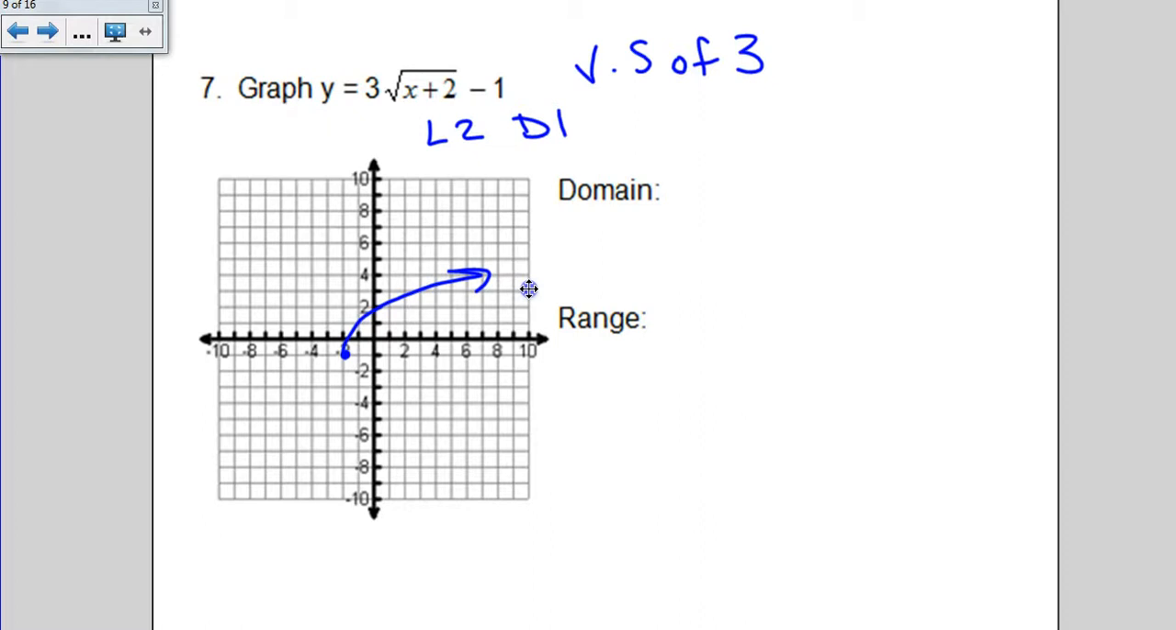He's been stretched by a factor of 3, so I might have underestimated how much he was stretched. If you go to your table, you type this in and go to your table, you're going to get some more accurate points. But the domain and range are going to be very easy to see. The domain stretches from -2 to infinity, and the range stretches from -1 to infinity.